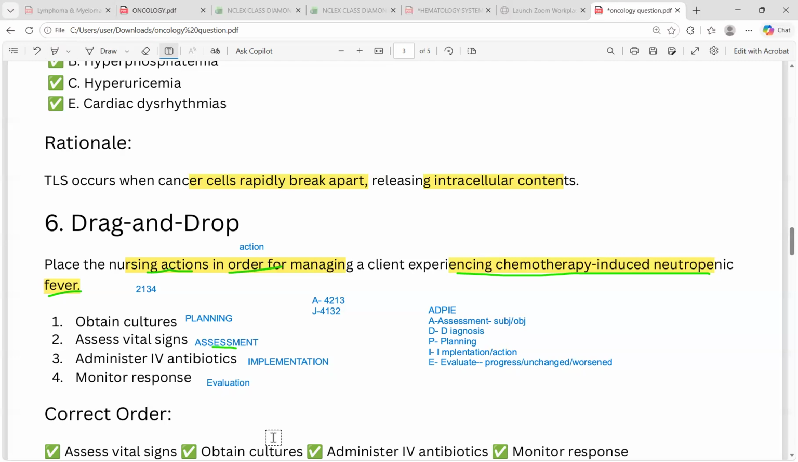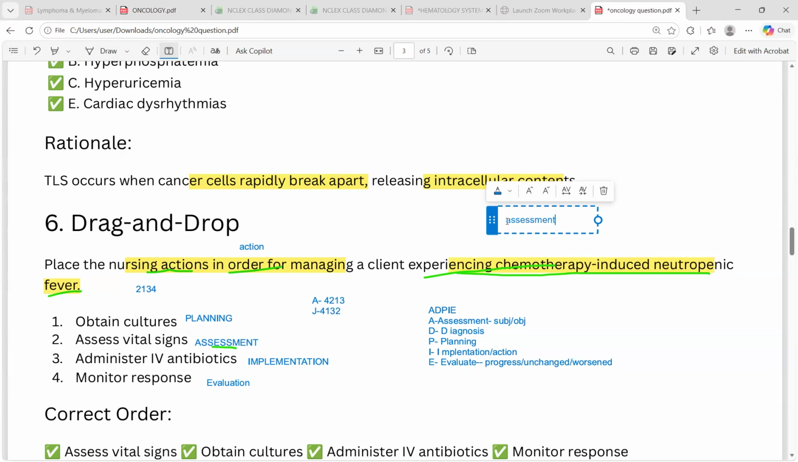You just understand the question clearly. They have given the scenario: experiencing chemotherapy induced neutropenic fever. That is the condition of the client. So whatever the condition is, if it is a disease condition or a drug related condition, if it is a stable situation, assessment is the highest priority. Understood? Yes, ma'am. Assessment is the first step in every action.